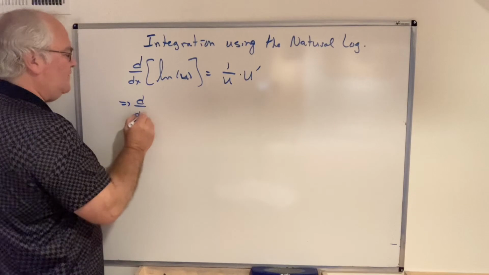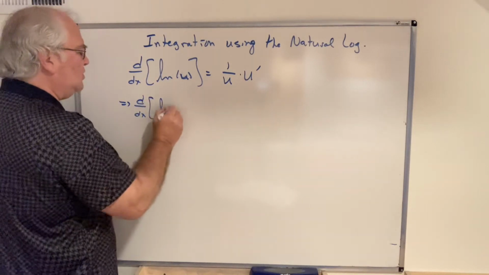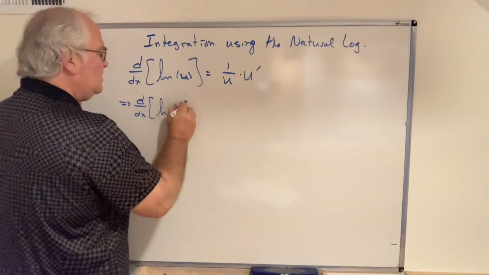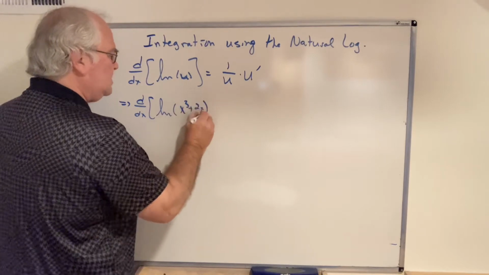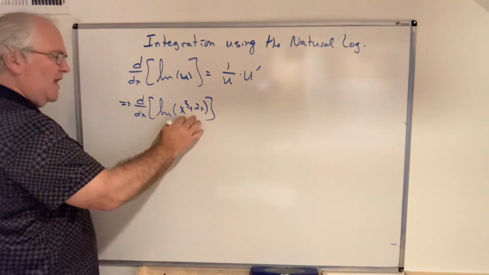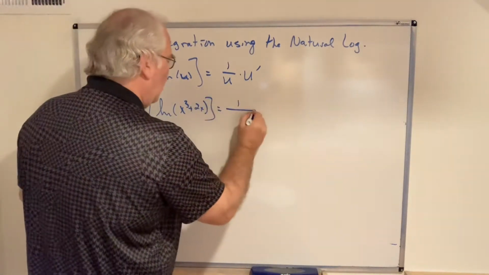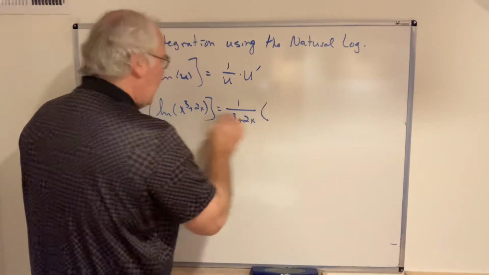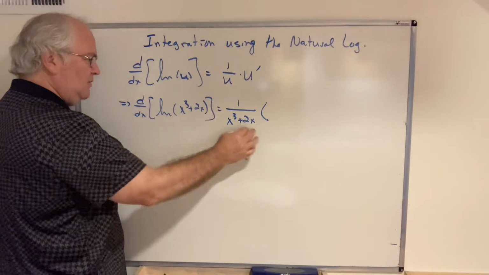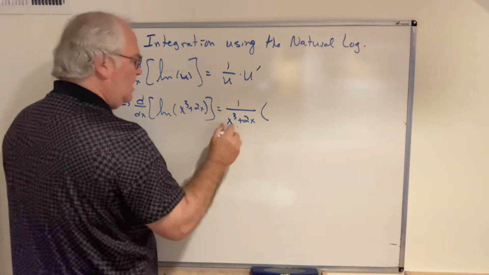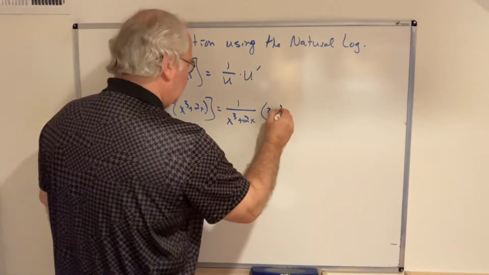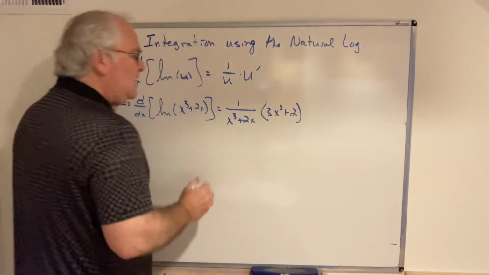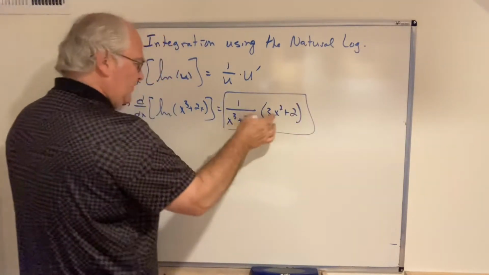The derivative with respect to x of natural log of, let's say, x to the third plus 2x, the derivative of that expression is 1 over that expression times the derivative of that expression. We can either take it from here or here, and that in this case would be 3x squared plus 2. Now, if you just leave it like this, that's fine.